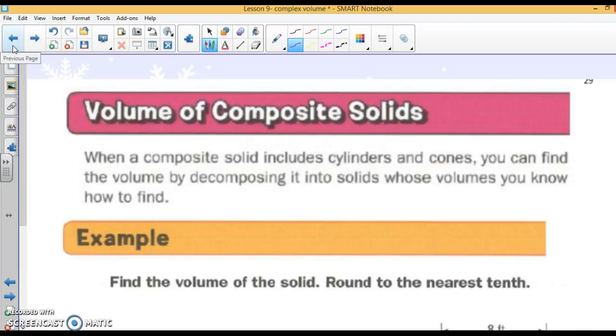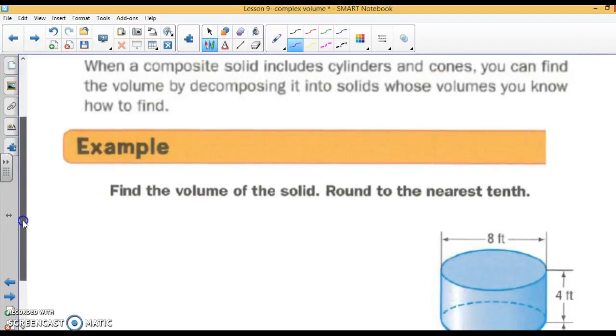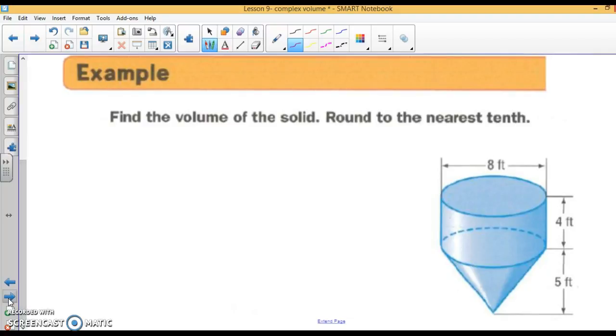All right, open up in your note packet to page 30. All right, these are like our complex areas that we did. We've got shapes that end up being 2 solids put together. If you take a look at this, there I have a cylinder on top of a cone. So, to find the volume of the whole thing, I'm going to find the volume of the cylinder, and I'm going to add the volume of the cone.